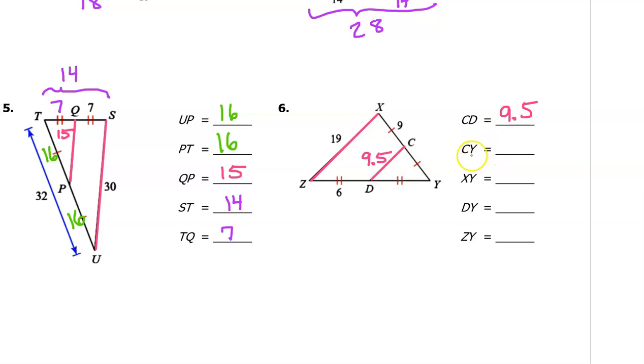What else? We are being asked for the length of CY. Well, if XC is 9, then CY will also be 9 because those are marked congruent. What about XY? Well, XY is the total distance, so that should be 18. That's just common sense. What about DY? DY is right here. That's the same as ZD, so this will be 6. And then ZY. ZY is the whole way, so that's going to be 12.